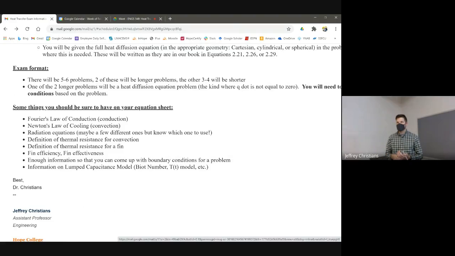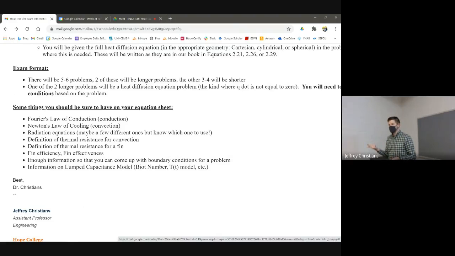Thermal resistance, there's going to be a thermal resistance thing. So I have the table for conduction, but not for convection. So know how to do that in the different geometries. Thermal resistance for a fin. So there could be a system where you have to have a thermal resistance value for a fin. Fin efficiency, fin effectiveness.